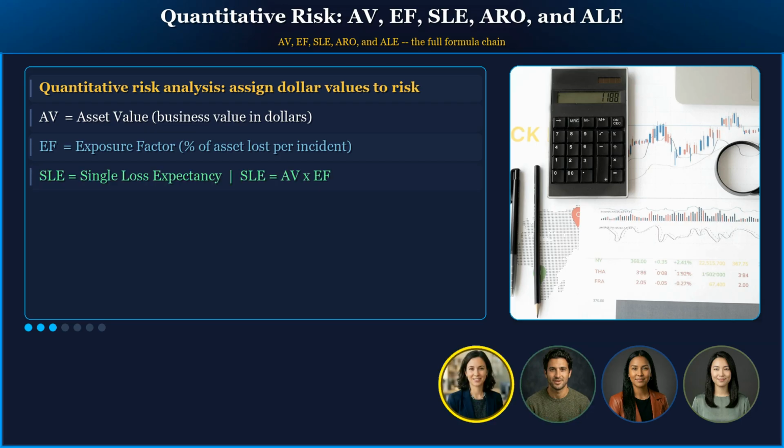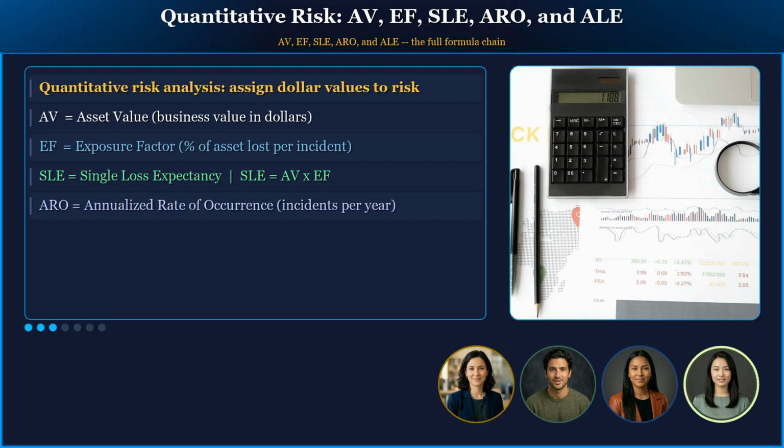Single loss expectancy is the first formula. Single loss expectancy equals asset value times exposure factor. It tells you the dollar loss from a single occurrence of the threat. This is the per incident cost, before you account for how often it happens.